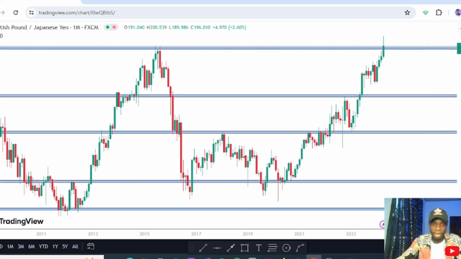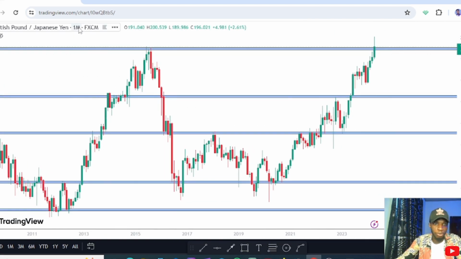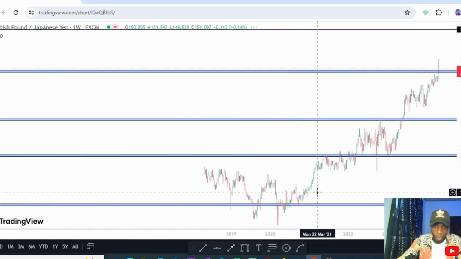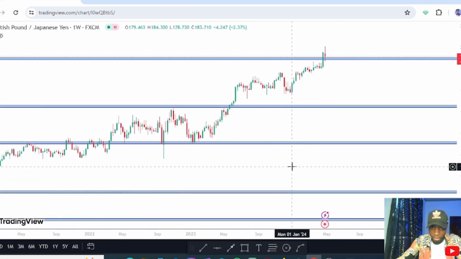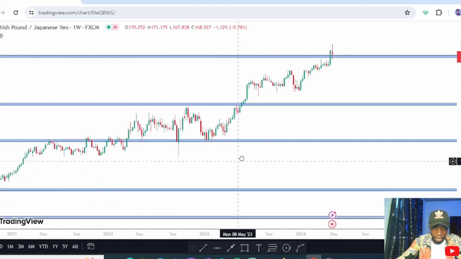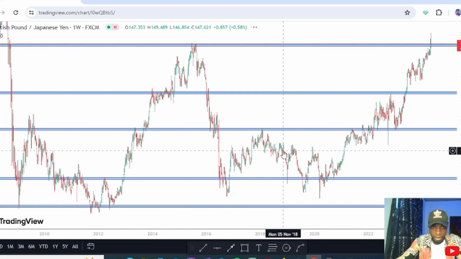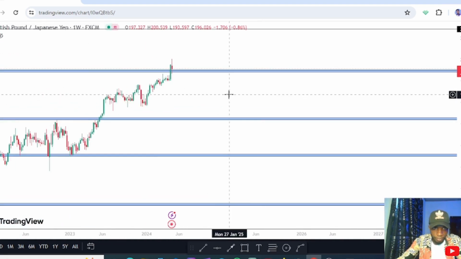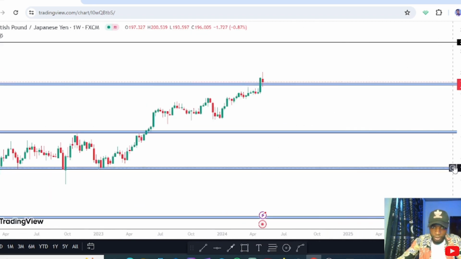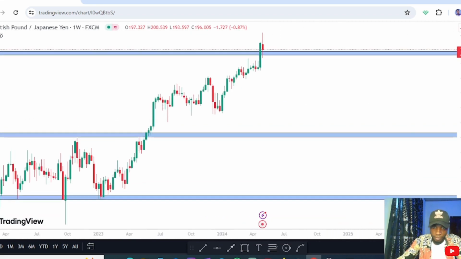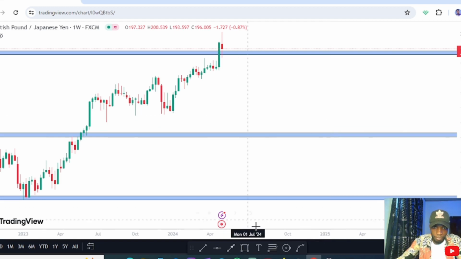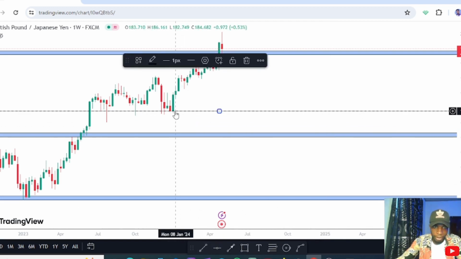Now the next thing is to scale down to my weekly time frame to look out for those blind spots, those levels I wasn't able to see on the monthly time frame, and I can see something. I think I can spot something right here. There's obviously something right here. I'm just going to use my black line.